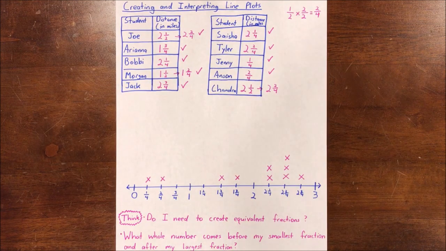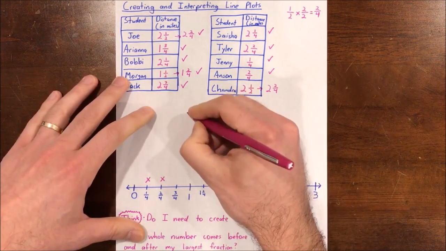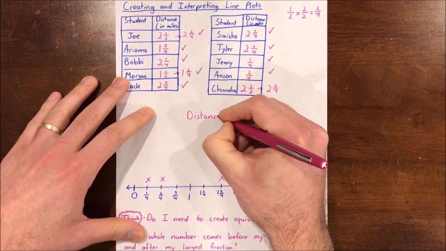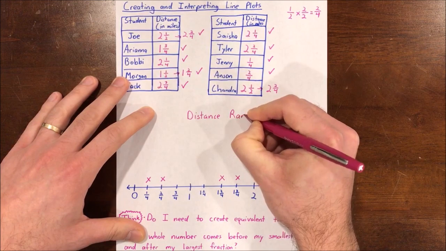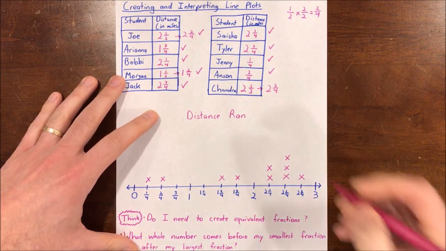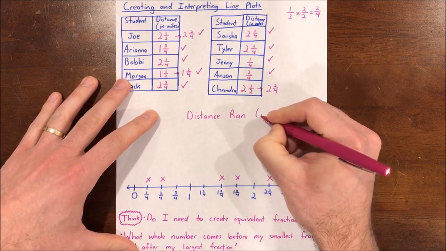Perfect. The last thing we need for our line plot is a title. When we write the title, we also put our units in parentheses. So what would be a good title for this line plot? Say it out loud. Sure, we could call it Distance Ran. And our units, what were those? Say it out loud. Yes, we are in miles here.